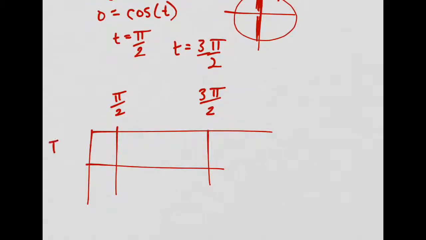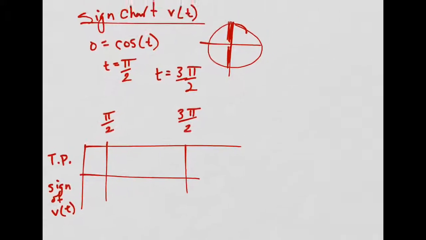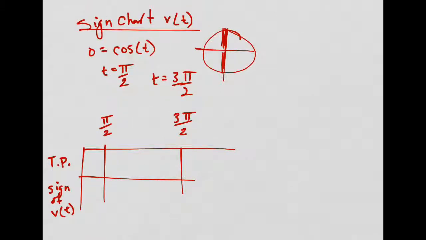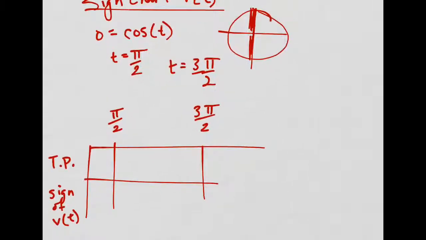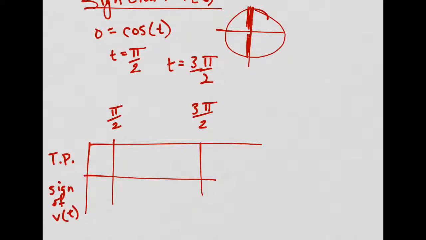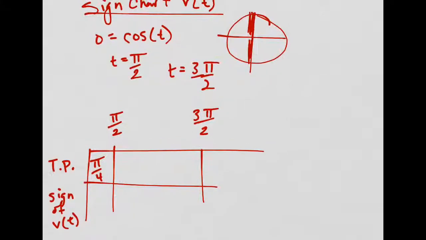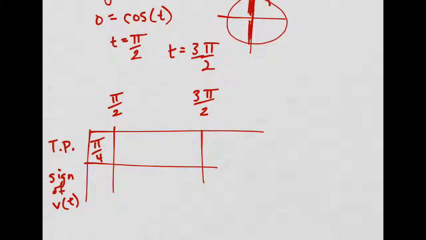So here are my test points, and here's my sign of velocity. I'm just going to plug stuff in. It's really simple. We actually don't even really need test points if we're just looking at the unit circle, but we're going to pick stuff anyway. So let's do pi over 4. That's definitely in the first quadrant. If we plug that into our cosine function, we get positive root 2 over 2. So we get a positive.